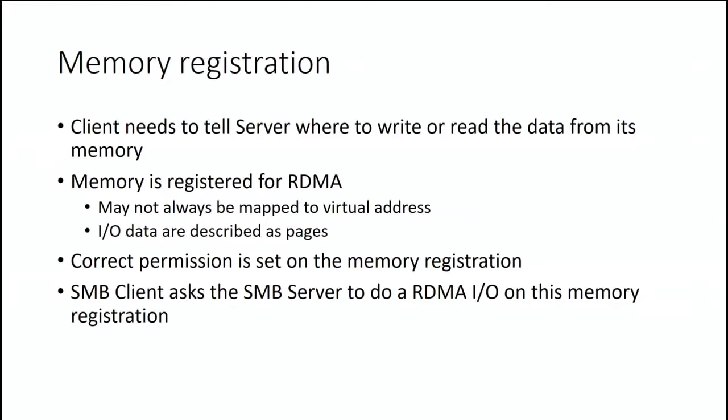So now we come to memory registration. In order to do RDMA read and write, the memory has to be registered with the hardware. This process is called memory registration. RDMA hardware, because it's hardware, doesn't understand virtual addresses. In memory registration, we just use pages, and the I/O data is also described as pages. The memory is mapped to a hardware address, and then we set up the correct permissions on the registration. The memory can be read or written by the kernel, by the server. And then after memory registration is done, the client needs to pass this information along to the server by RDMA send or receive.